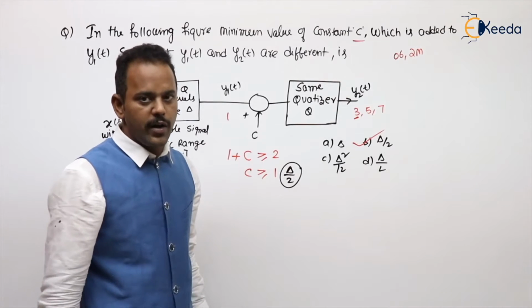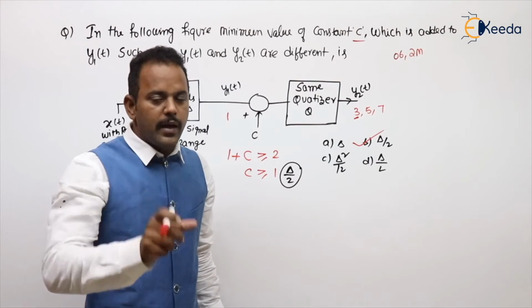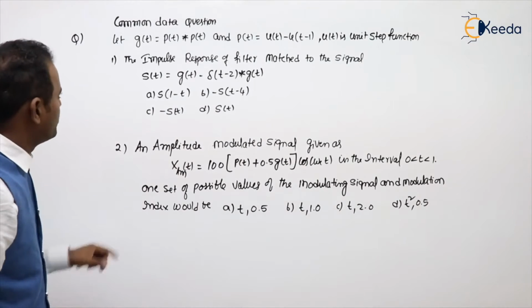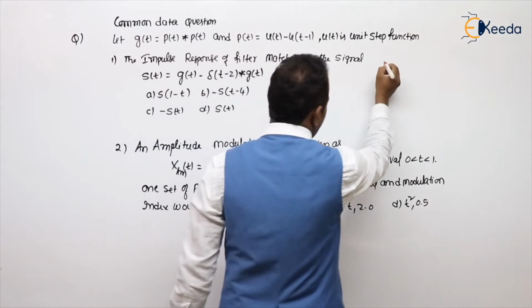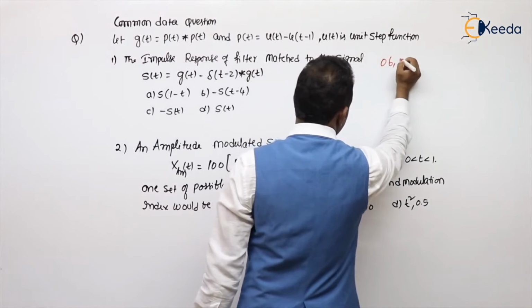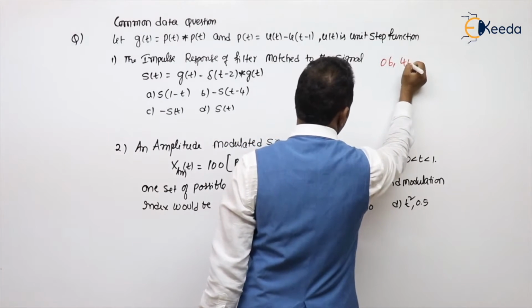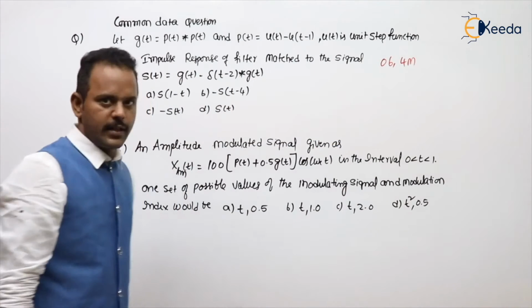One of the excellent models. Try to recall my quantization process. Let's see the next problem. It's a common data question. This was also asked in the GATE 2006 examination. Total is 4 marks because 2 questions are there.